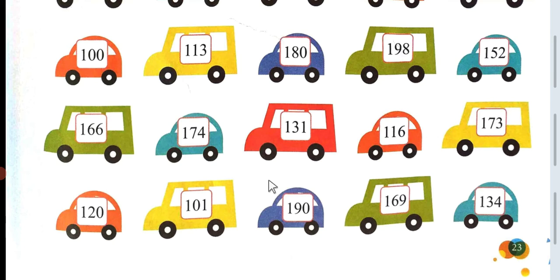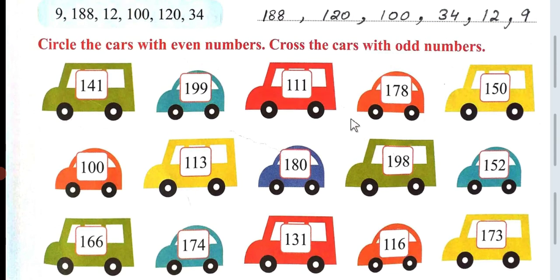You cut this. 120 is even number, 101 odd number. Cut it like this. Then 190 is a even number, 169 you cut it like this, 134 is a even number. So always see the number which is at the ones place, that is 1, 3, 5, 7 and 9. You cut that number. I hope you understood and you will do it in your books.